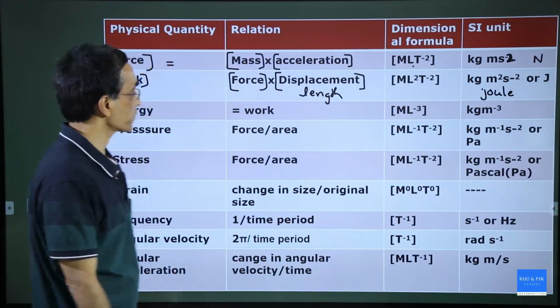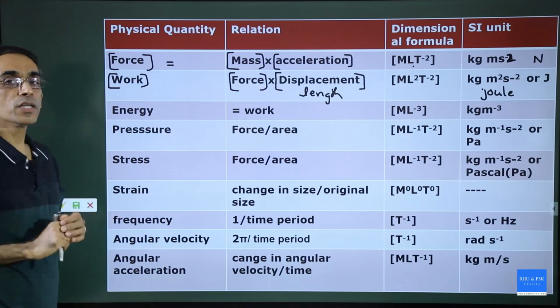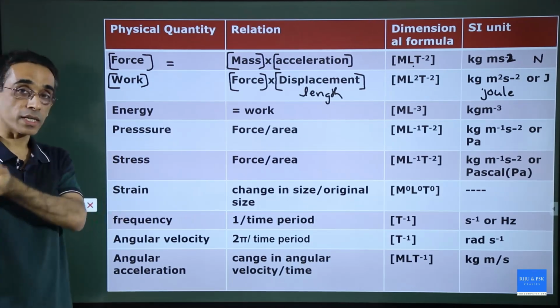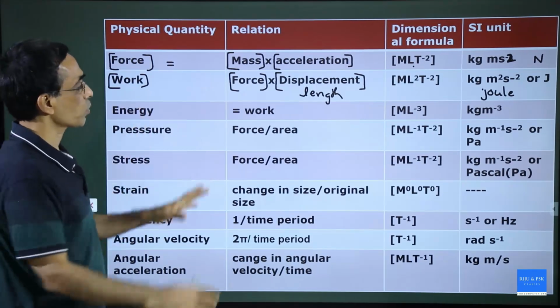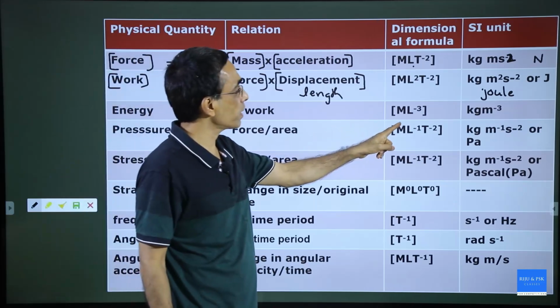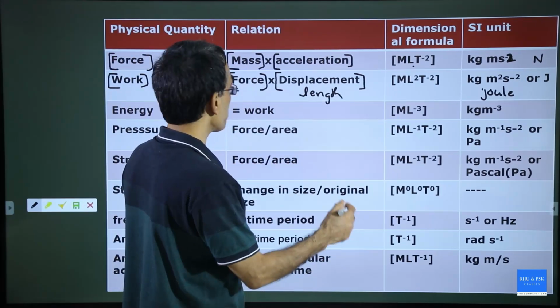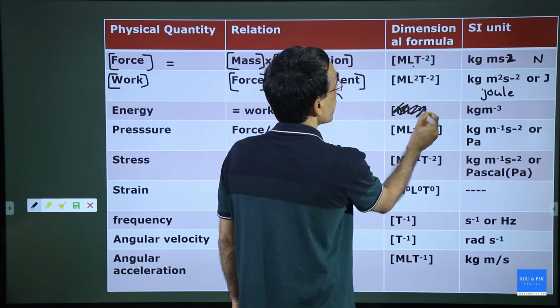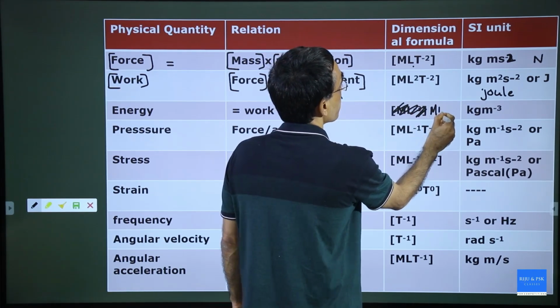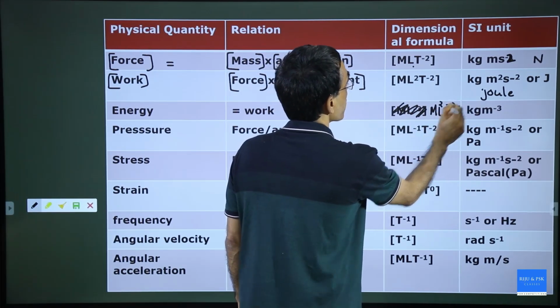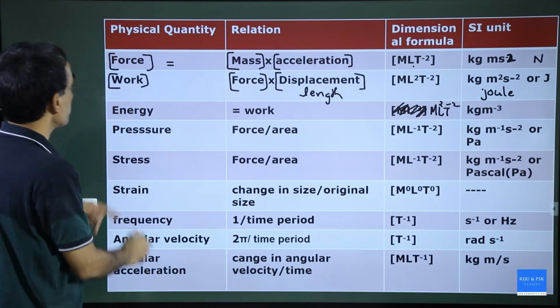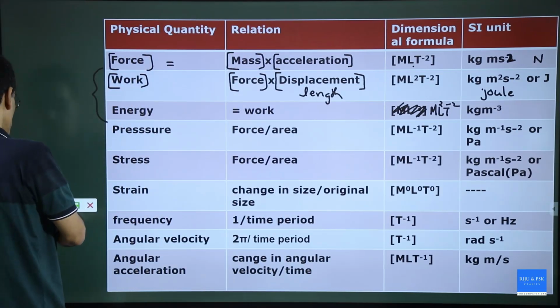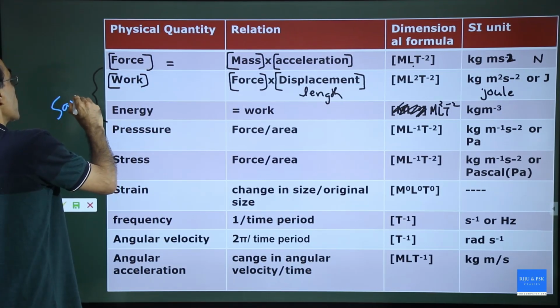There are other names. Energy, we will study in another chapter, energy is equal to work. Energy and work are equal. So energy will have the same. Sorry, there is some typing mistake here. This should be M L squared t raised to minus 2. Energy and work should have the same dimensional formula.